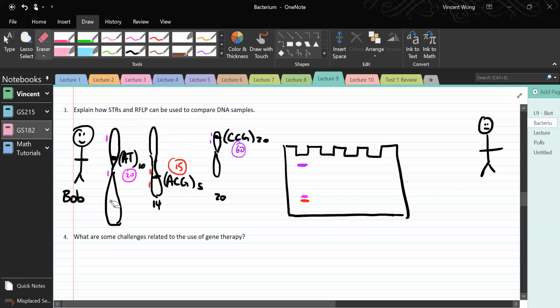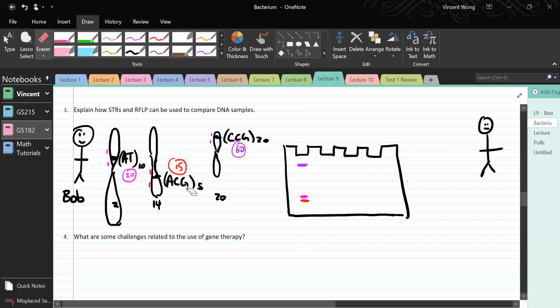I'm saying at chromosome 2, maybe there is a lot of repeats at this location, and it's AT repeated 10 times. So to clone this, I would put a primer here and a primer here. After PCR, I would have a bunch of ATs that are repeated 10 times. 10 times 2 means that the fragment is 20 nucleotides long. So when I run it on the gel, the 20 nucleotides will show up over here.